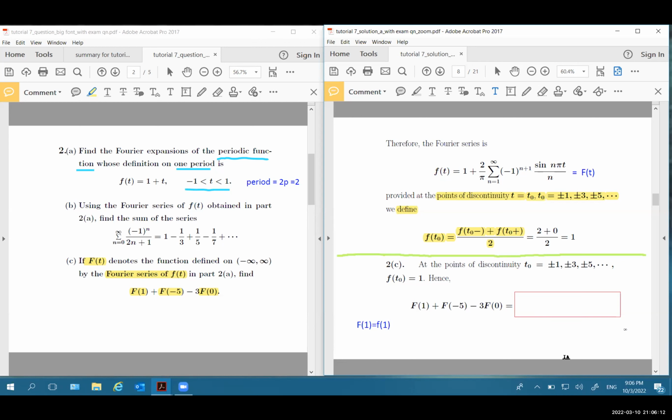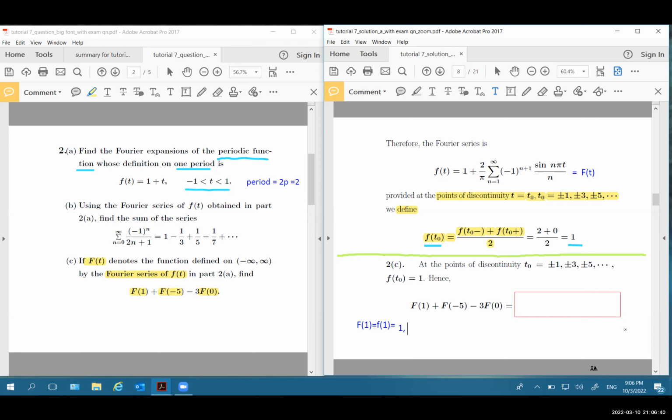So what is this value then? Well, actually you defined it already. You defined f at a point of discontinuity to be 1. So therefore here, this is 1. Make sense? Is that okay, class? Any questions?